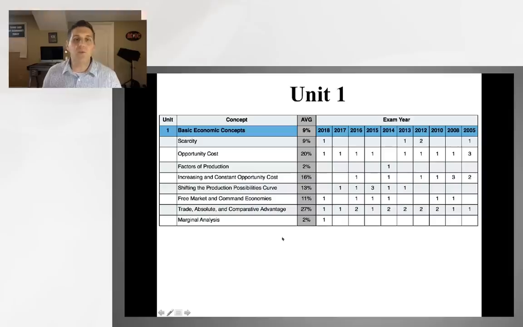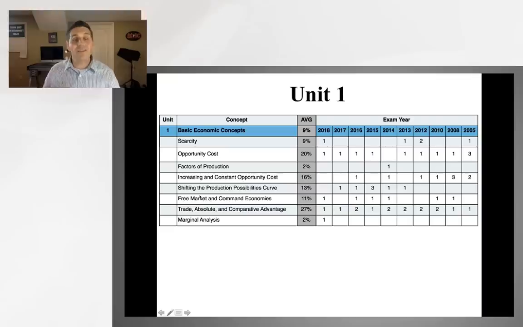You'll see maybe some sort of question about economic systems, free market versus a command economy, or the benefits of the free market system, or the private ownership of resources. I don't know, property rights. You might see something like that. And those are basically the Unit 1 concepts you're going to see, and that's what tells you what to focus on.